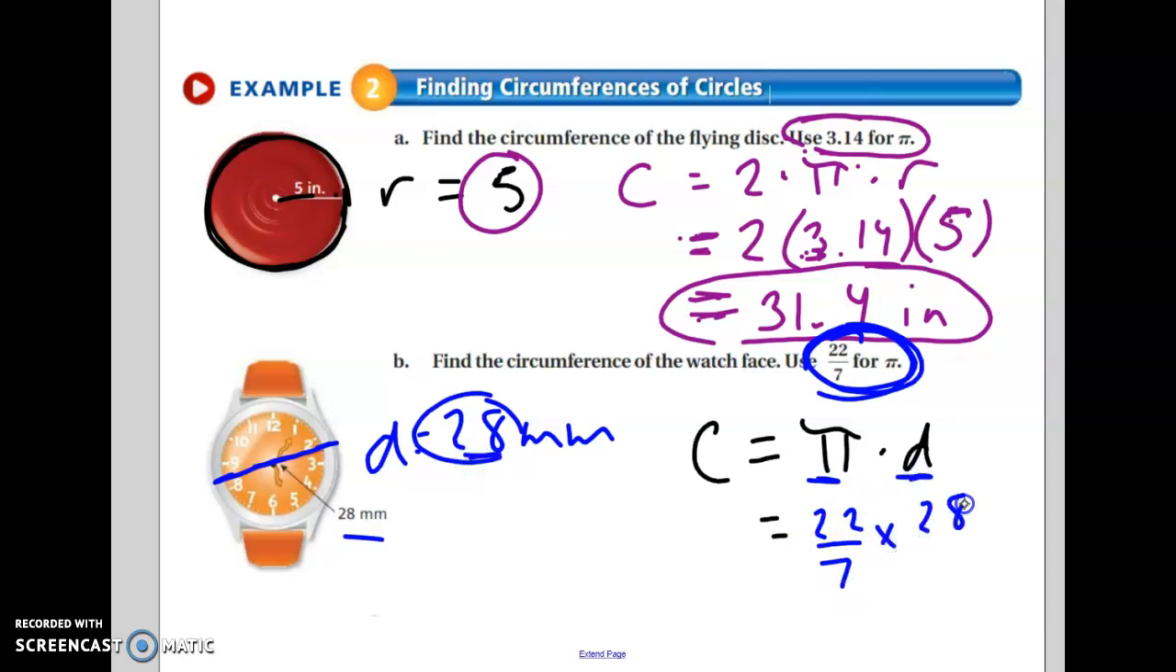So times 28. Now we're faced with this multiplying fractions situation, which I know everybody loves, but don't freak out, because look, we're going to put that over 1, and then I have the 7 and the 28, which I know I can divide both of those by 7. So 7 divided by 7 is 1. 28 divided by 7 is 4, and now I can just multiply straight across. 22 times 4 is 88, and on the denominators, 1 times 1 is 1. So we get 88/1, or just 88, and remember your measurements, 88 millimeters.